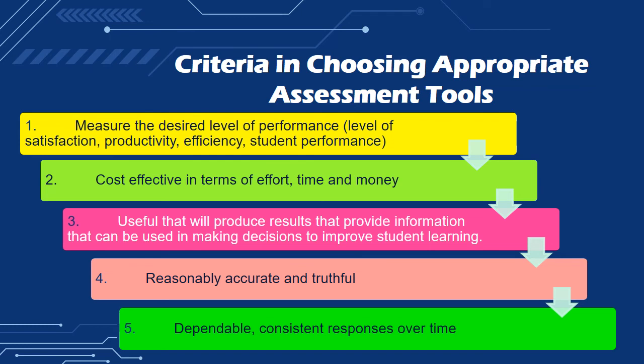So let's proceed to number one. Number one is that it measures the desired level of performance, such as level of satisfaction, productivity, efficiency, and student performance. Next, we have cost effective in terms of effort, time, and money. Third, we have useful, that will produce results that provide information that can be used in making decisions to improve student learning. Fourth, we have reasonably accurate and truthful. Next is dependable, with consistent responses over time.